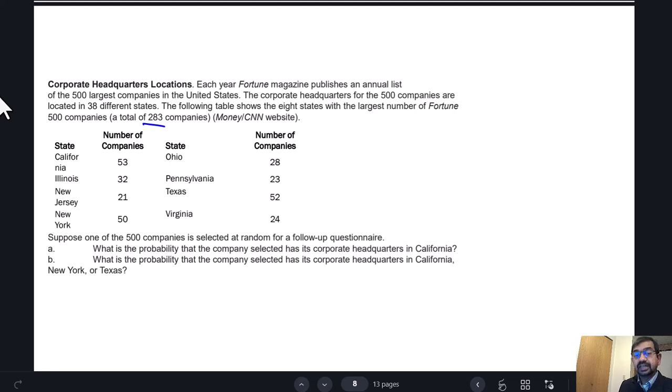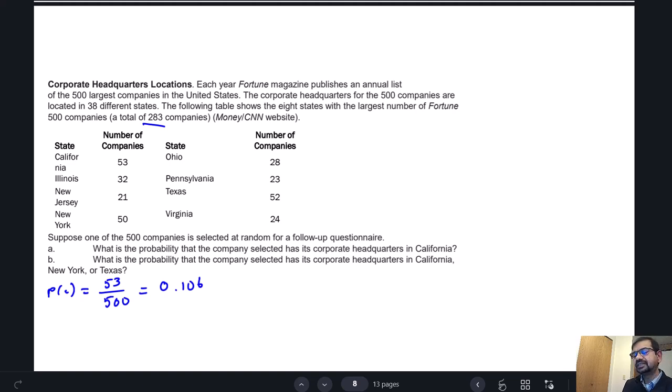So again, our denominator is Fortune 500 companies. So we have 500 companies. Let C be the event that the company has headquarters in California. We have 53 such companies headquartered in California. Out of a sample of 500, this gives us 0.106.